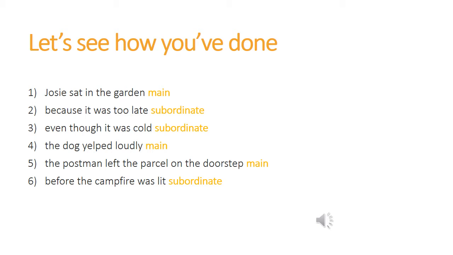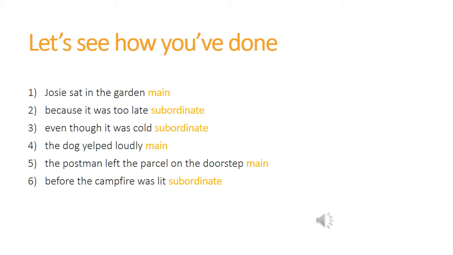Okay, question number 1. Josie sat in the garden. That is a main clause. Josie is the subject. Sat is the verb. Number 2. Because it was too late is a subordinate clause. Because is a subordinating conjunction and that does not make sense on its own.